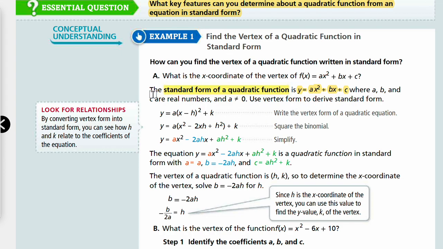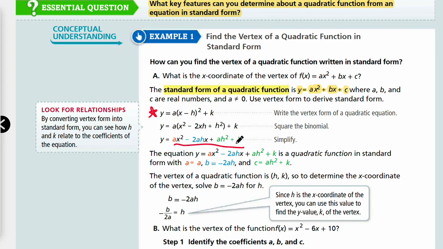Okay, so first of all, let's look at the vertex form. If we change this vertex form into the standard form, we'll have ax squared minus 2ahx plus ah squared plus k. Because if we square this binomial x minus h, then we have x squared minus 2hx plus h squared, all of that multiplied by a. So if you do that, you'll get this form.